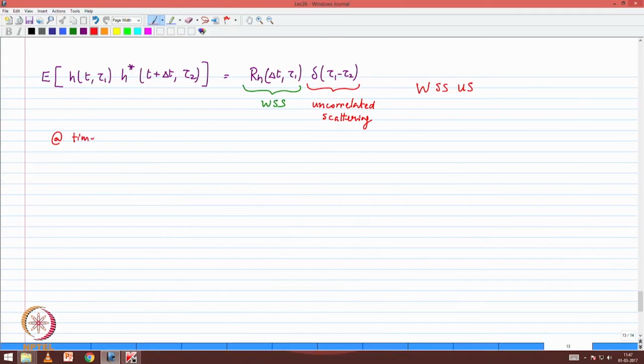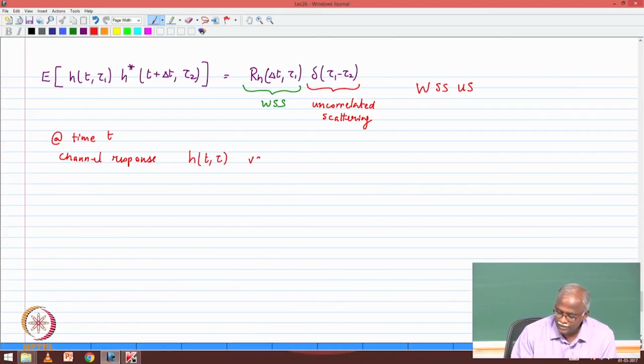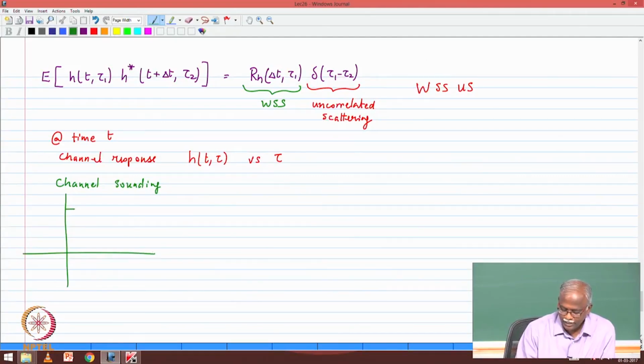So at a given time, at a given t snapshot, what is the channel response? Channel response is h of t comma tau versus tau. I am interested in that. Okay. And this is a well known problem in communications. It is known as channel sounding.